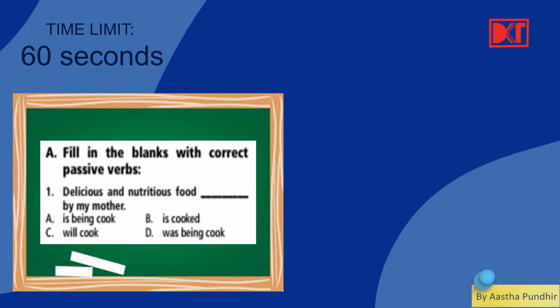Alright, so now we start off with our questions for voice, active and passive voice. Here in this first category of questions, what we have to do is fill in the blanks with the correct passive verbs. So here we have: delicious and nutritious food dash by my mother. Is being cooked, is cooked, will cook, or was being cooked. Pretty easy because, you know, for the passive form we use the past participle, the V3. And in these options, where is the V3? Here in B option. So, is cooked by my mother. Very easy question. Let's see if there are more difficult questions or just easy ones like this.